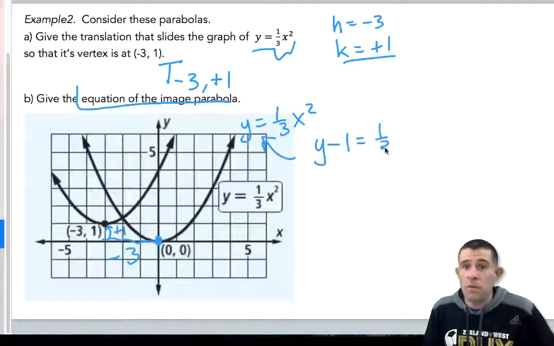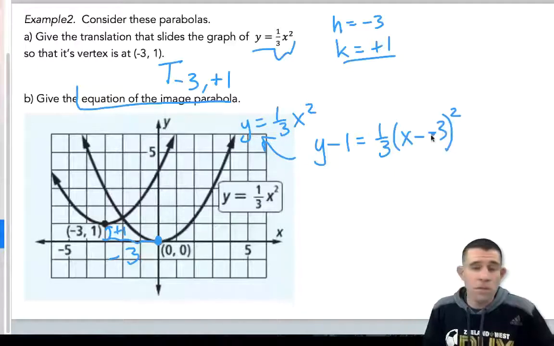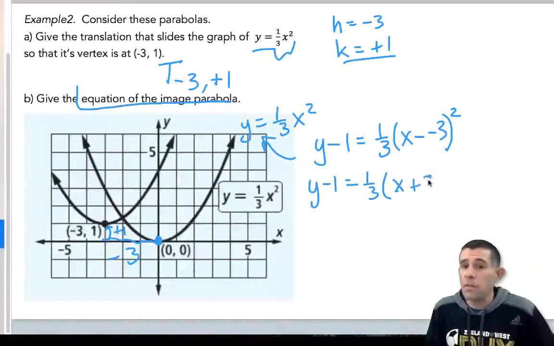So here I go, I'm going to put my 1/3 out in front, and x is going to be replaced with x minus h, which is -3. And again, I have to square that. So let's simplify this a little bit. I have y minus 1 is equal to 1/3 x plus 3 quantity squared.